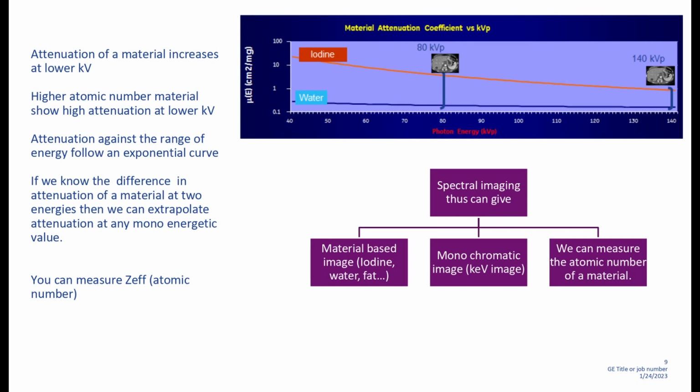This is what we do by monochromatic imaging. What is that? Monochromatic imaging, where we play with the energy of the beam. Actually, we are not changing anything on the scanner. We are taking 80 and 140 data. On the 80 and 140 data, you know the attenuation curve, and you change the default values of attenuation.